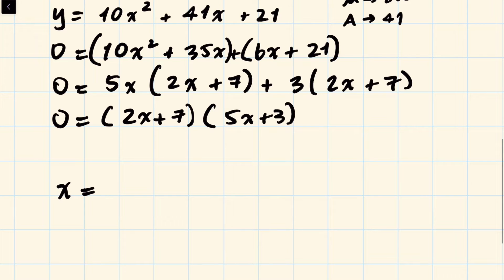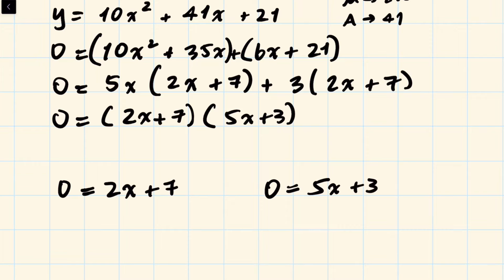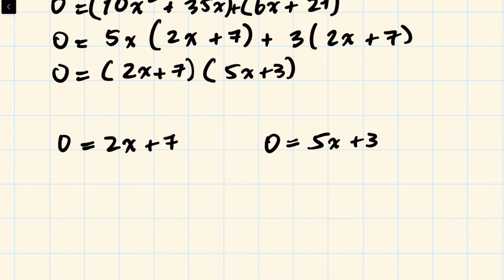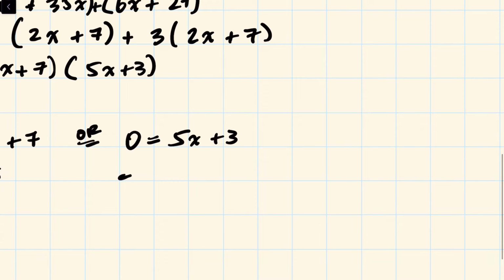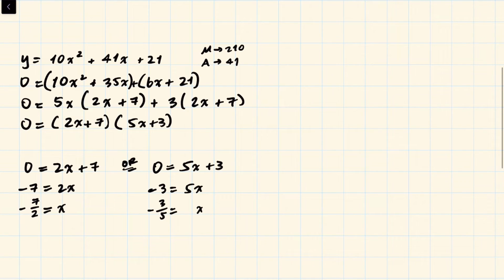Let's say 0 is equal to 2x plus 7, and 0 is equal to 5x plus 3. On the first one, we are going to subtract 7 on both sides and then divide both sides by 2, so x is negative 7 over 2. On the other one, we are going to subtract 3 from both sides and then divide both sides by 5. Oops, that shouldn't be there anymore. Okay, and those are your solutions to this particular quadratic.